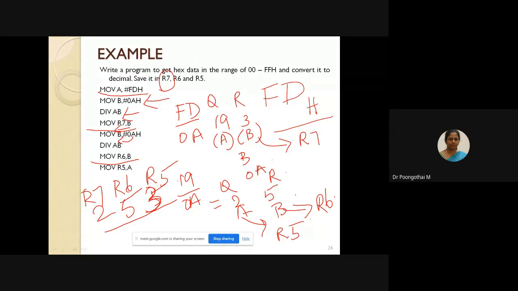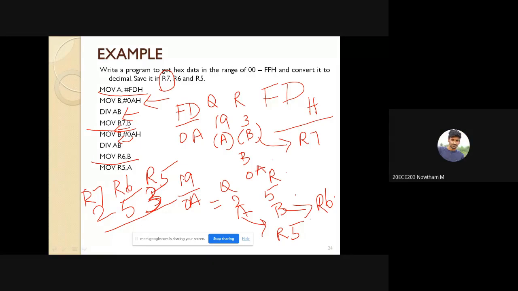Is that clear now? Okay. Also you can change the divisor and store your quotient, using division by 64. That is, divide the number by 64. That is another method for converting hex to the decimal value. So that's all about division. Division instructions can be applied for real-time applications.